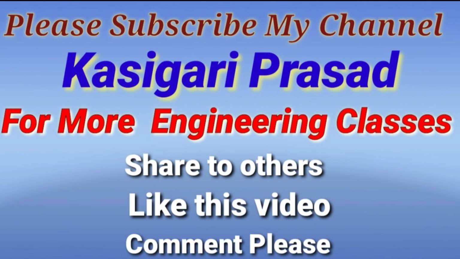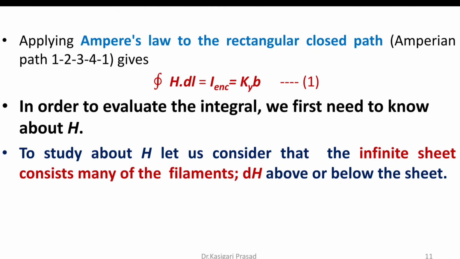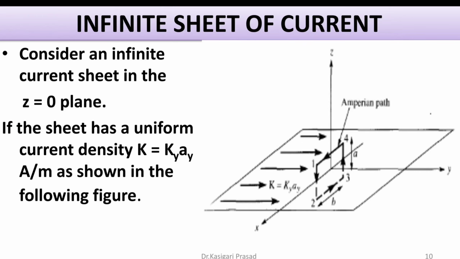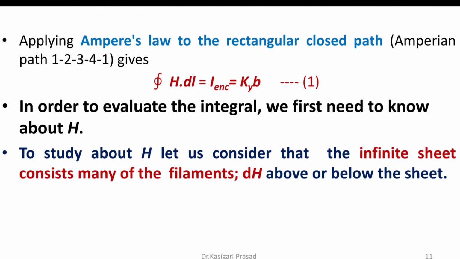Closed integral H dot dl is equal to I enclosed, and that current enclosed is due to the current density Ky that is moving in the y direction. What is the length of that y? B is the length, the horizontal distance. That is our first equation. In order to evaluate the integral, we first need to know about H.